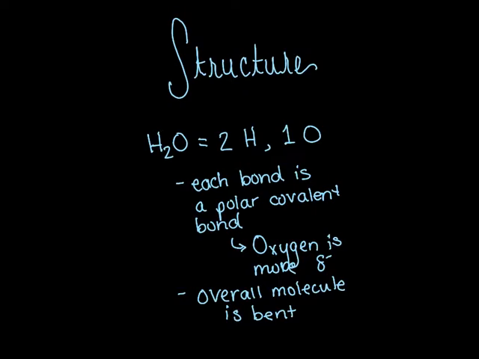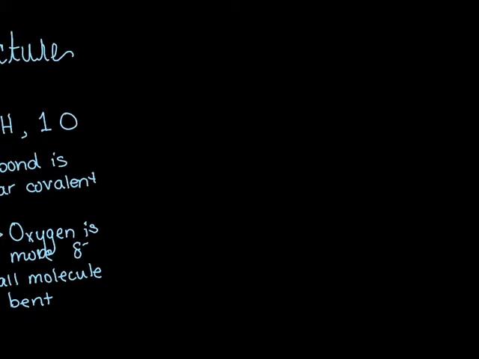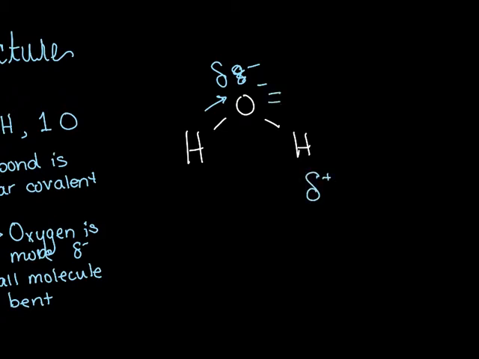So if we take a look at what that looks like, you have a hydrogen, an oxygen, and another hydrogen. The electronegativity is aimed towards the oxygen, making this side more electronegative. That should be like a delta. There we go. And each of the hydrogens are more electropositive. So the electrons are hanging out over here and not as much near the hydrogens.